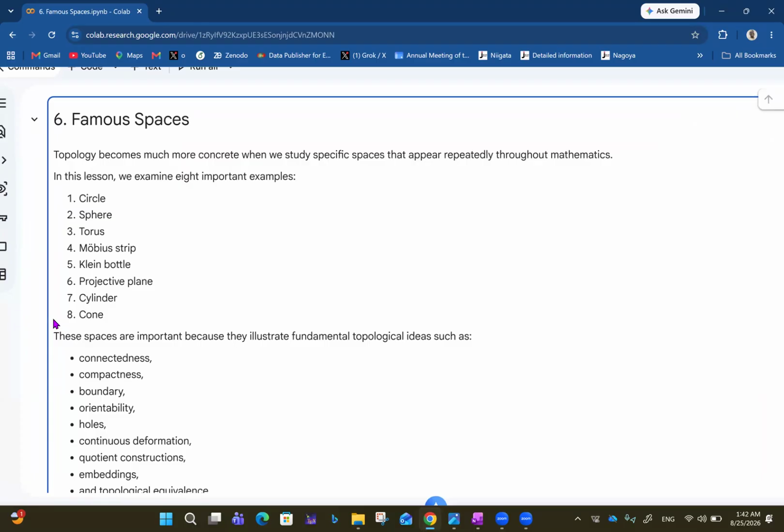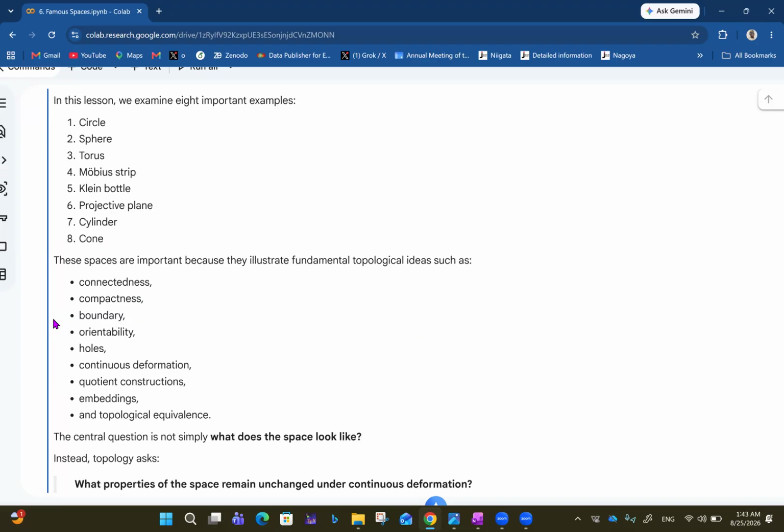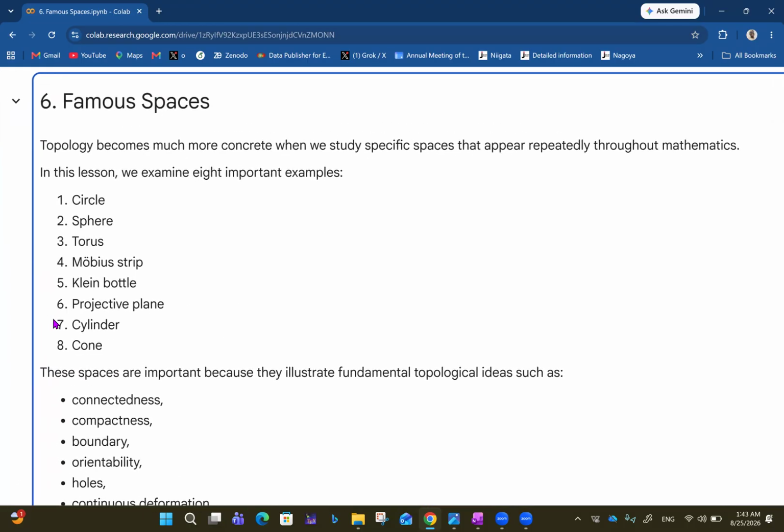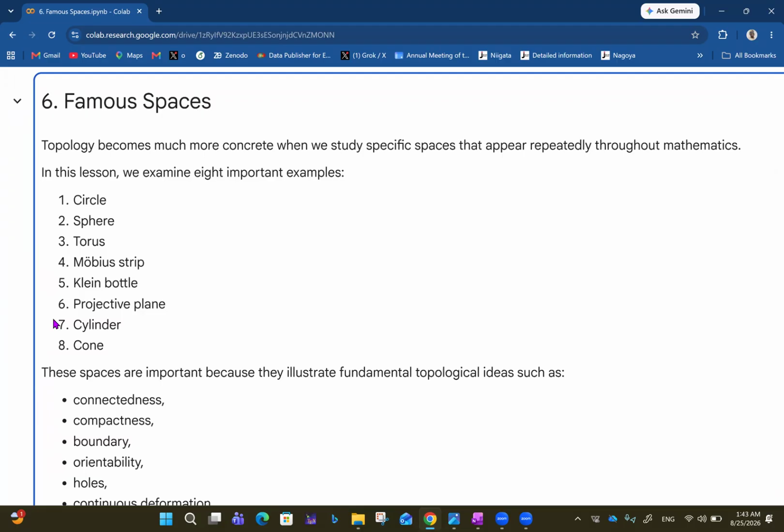Topology becomes much more concrete when we study specific spaces that appear repeatedly throughout mathematics. In this lesson, we examine eight important examples. That does not mean that's all there are as far as topological spaces are concerned. We have the circle, sphere, torus. We talked about these three in the last video for sure. Then Mobius strip, Klein bottle, projective plane, cylinder, and cone.